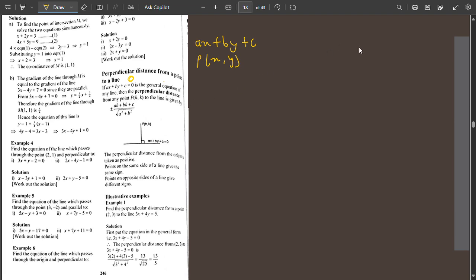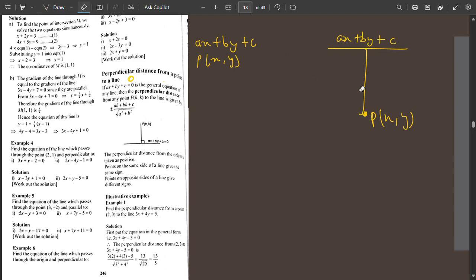Then let's say we have this line and then we have this distance, and there's a point here. This is a point P, X, Y. So this is the line ax plus by plus c. This is just a goes with x, b goes with y, and then plus c. Then the perpendicular distance, this is what we want to find. Perpendicular distance is like the shortest distance, you see.